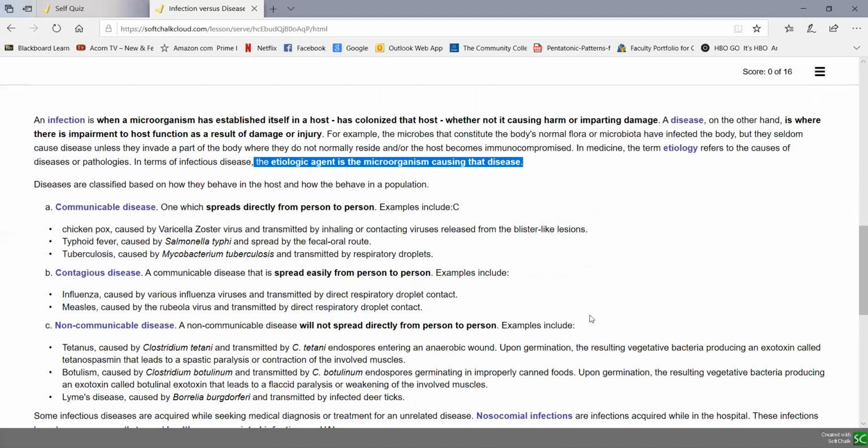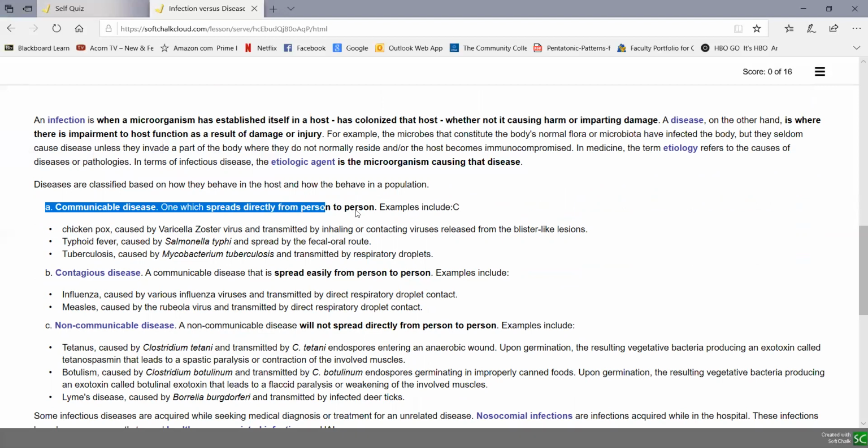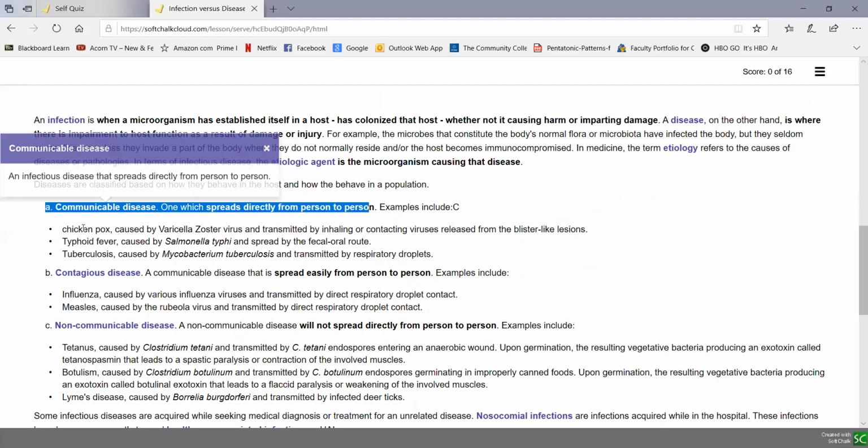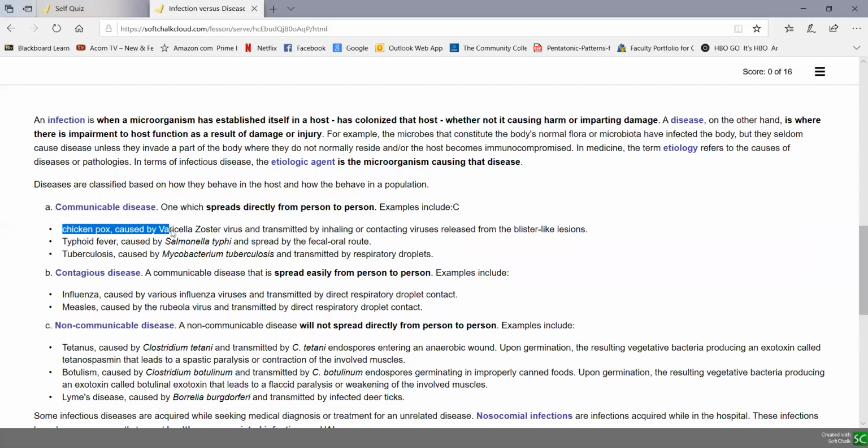Now we can divide diseases into a number of different categories. A communicable disease is one that spreads directly from person to person. A few examples of that. Chickenpox is caused by the varicella-zoster virus, or VZV, and this is transmitted by inhaling or contracting viruses released from the blister-like lesions seen during chickenpox.